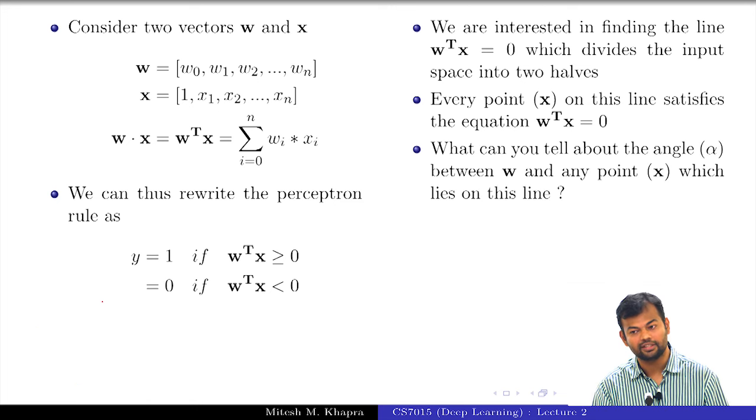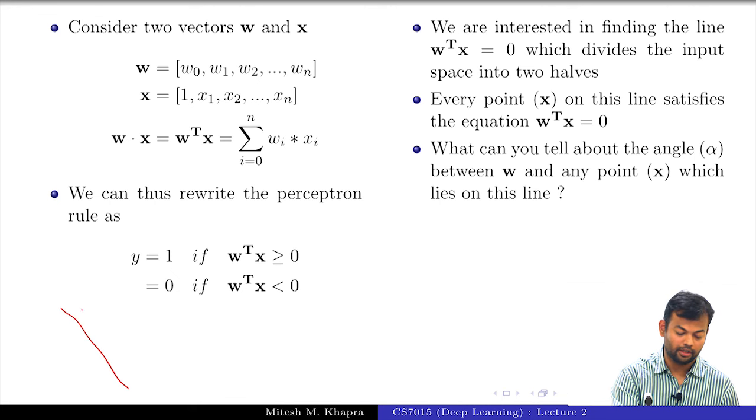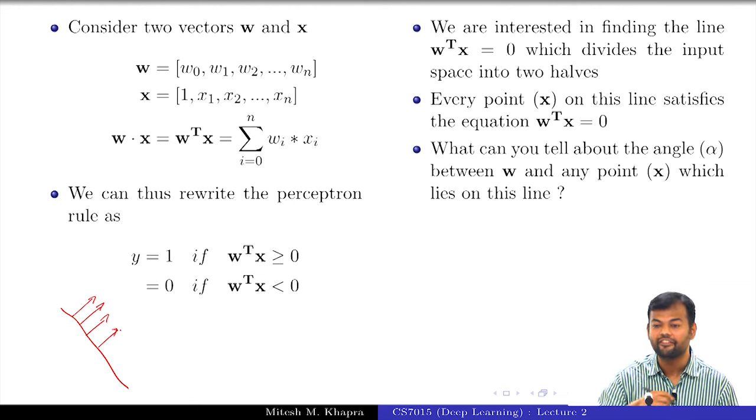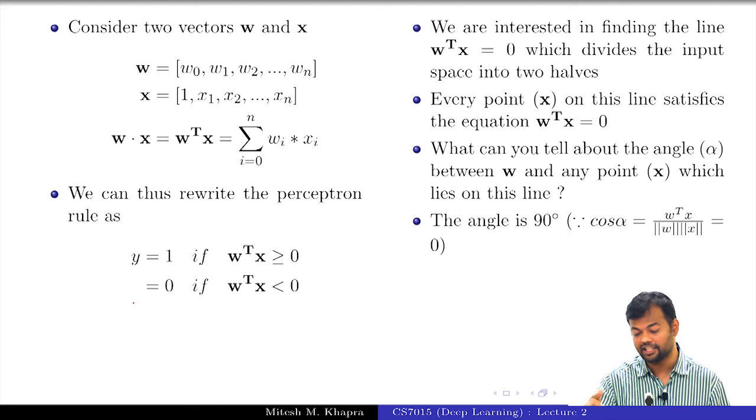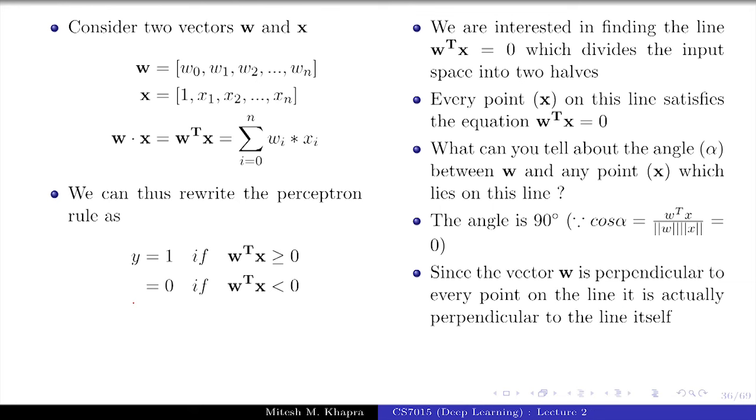Can you tell me what is the angle between w and any point on this line? How many of you say perpendicular? Why? Because the dot product is 0, right? If their dot product is 0, they are orthogonal. So the vector w is orthogonal to this point, to this point, to every point on the line, which is the same as saying that the vector is perpendicular to the line itself. The angle is 90 degrees because the dot product gives you cos alpha, and that is 0.